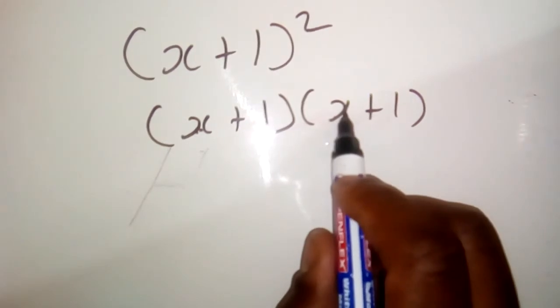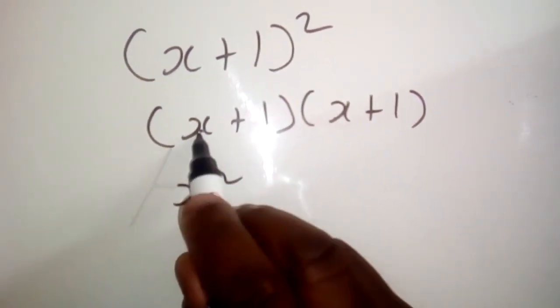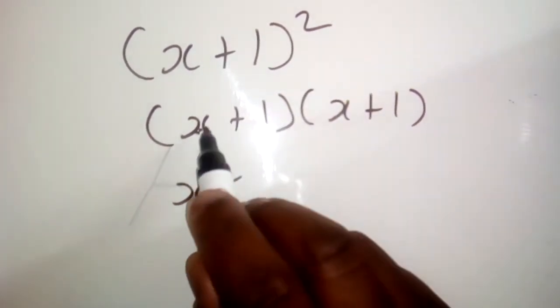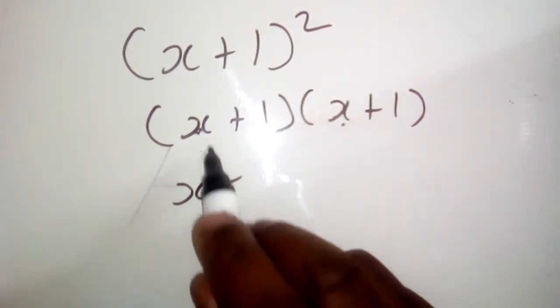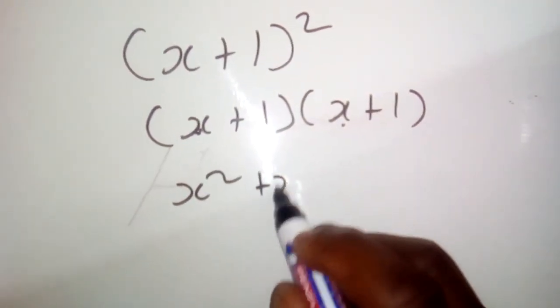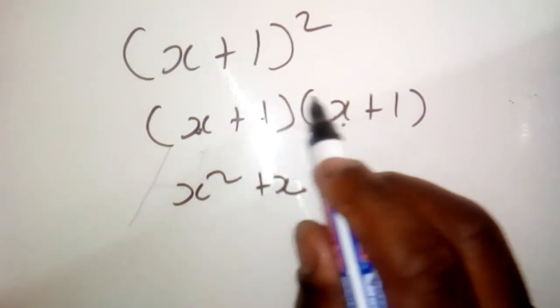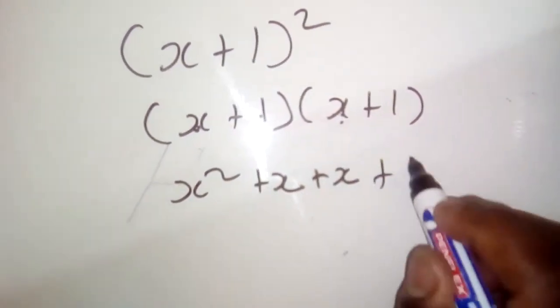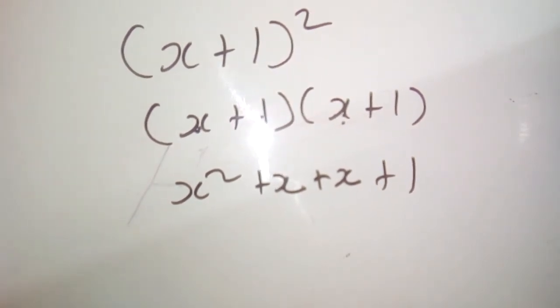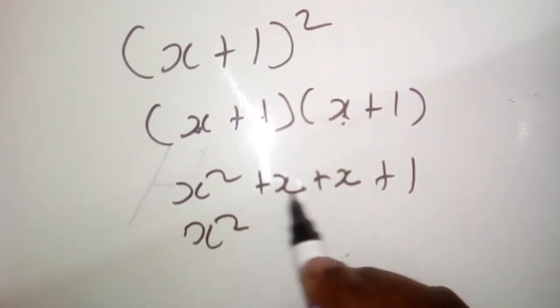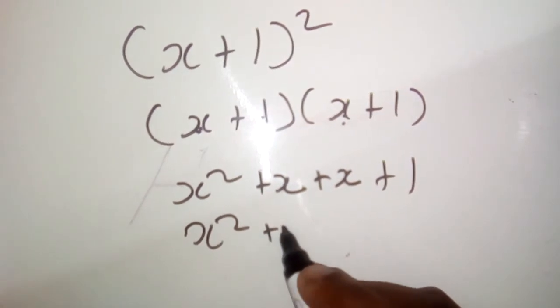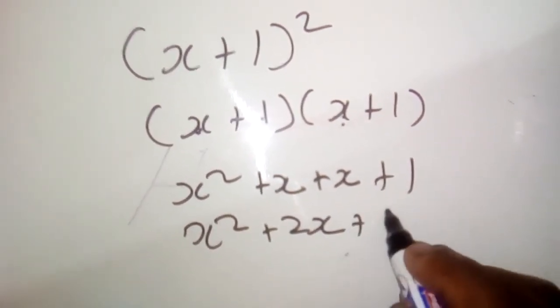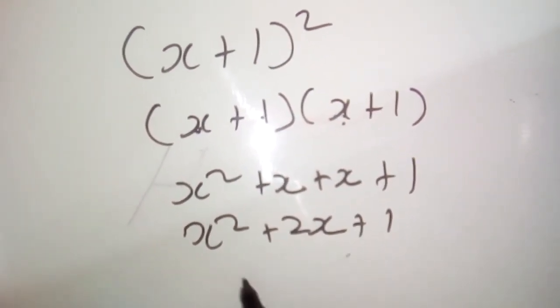So x times x is x squared. Now multiplying this by whatever's in that bracket. So x times x is x squared. And then x times 1 is x. Then from here, positive 1 times x is still x. Positive 1 times positive 1 is still positive 1. And then from here, x squared, then we have x plus x. Since they're like terms, we can add it, so it becomes 2x. And then here we have plus 1. And this is your final answer.